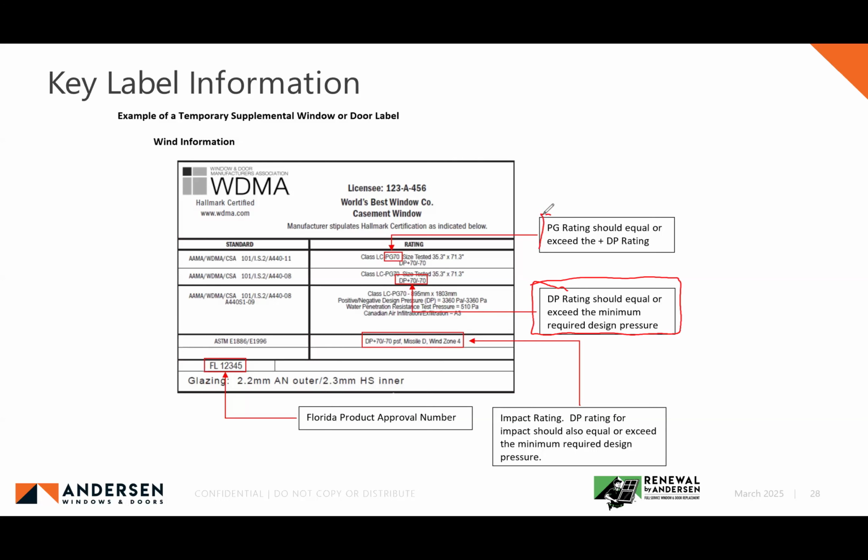The PG rating is something you guys may or may not be familiar with, but it's the lower value from air, water, or structural. So it should be close or right at the positive design pressure rating as well. And then, of course, the impact rating criteria shown on this temporary supplemental label, Missile D, Wind Zone 4. That means it's good for Miami-Dade County. And then also the Florida product approval number. Okay.